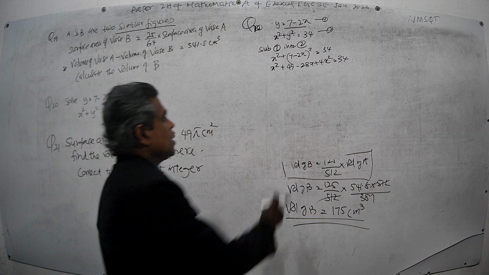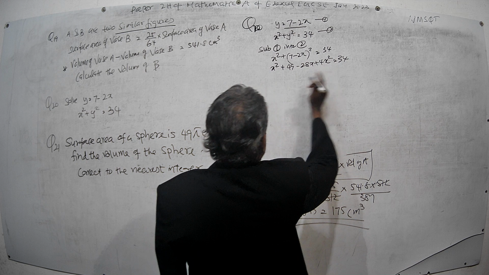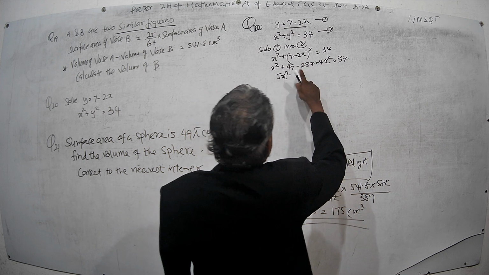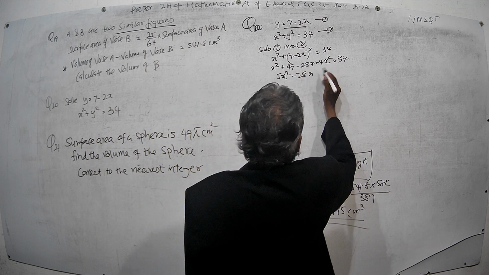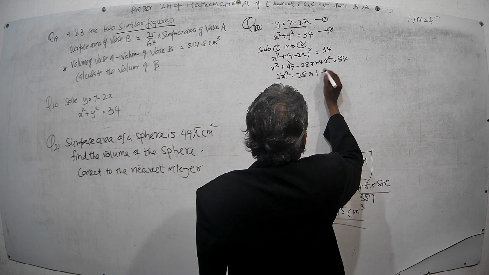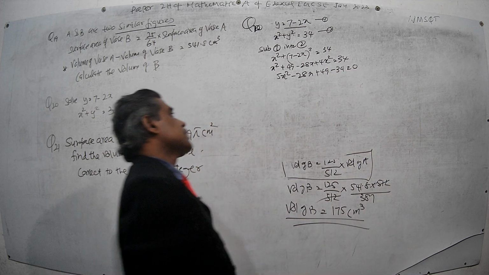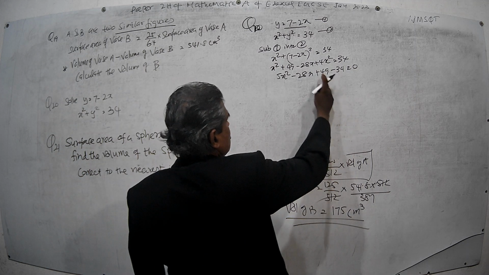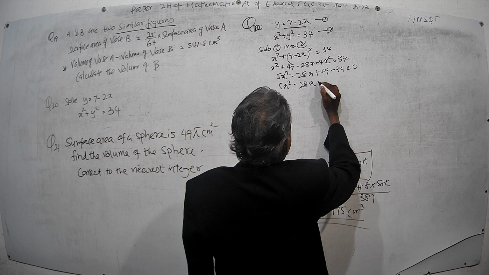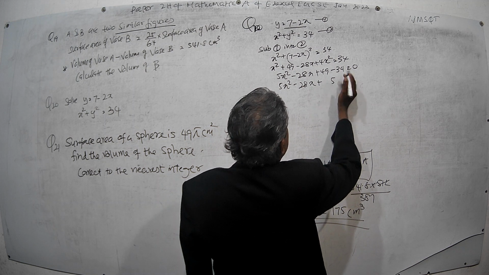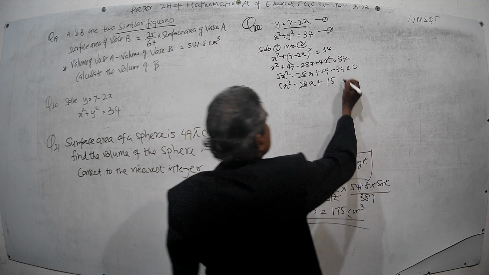Then you can add and subtract like terms. x squared plus 4x squared is 5x squared. Then minus 28x. Then 49, we write plus 49. Take this to this side, minus 34 equals 0. Right. Then you can subtract this to get 5x squared minus 28x plus 15 equals 0.